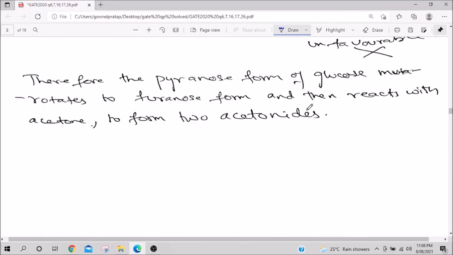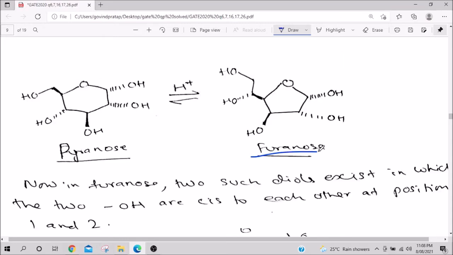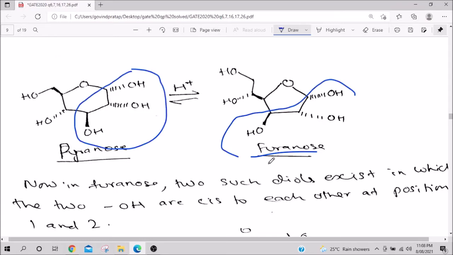So what it does, it undergoes anomerization and becomes furanose form, a 5-membered ring. In furanose also these 3 parts remain the same, you can see here, and only this part they react. You don't have to learn all that part, this is enough. So this opens up and you get a 5-membered ring and you are getting this.